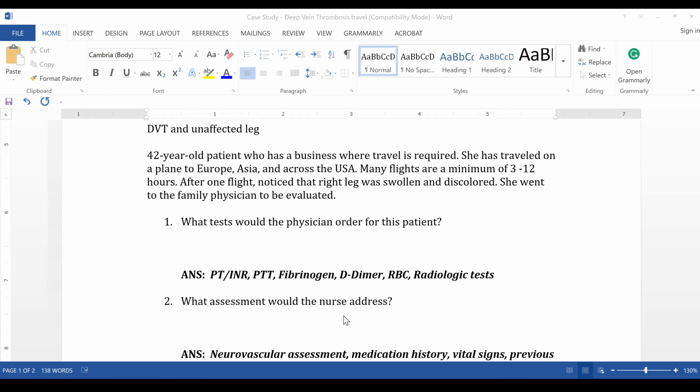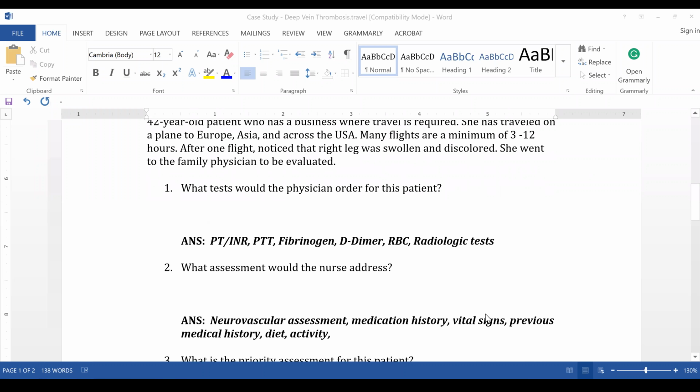Okay, all good answers. Medical history, vital signs, and then any previous medication history, and any previous medical history, diet and activity. So all of those are appropriate. Occupation, if you're on your feet 24/7, although we know most people can't do that, but if you're on your feet all the time, then this is going to increase your likelihood of developing clots.